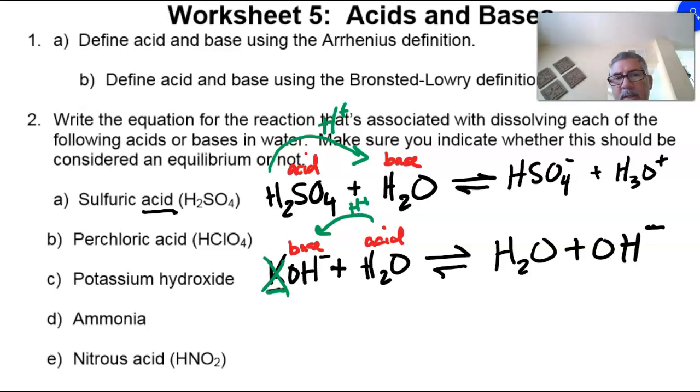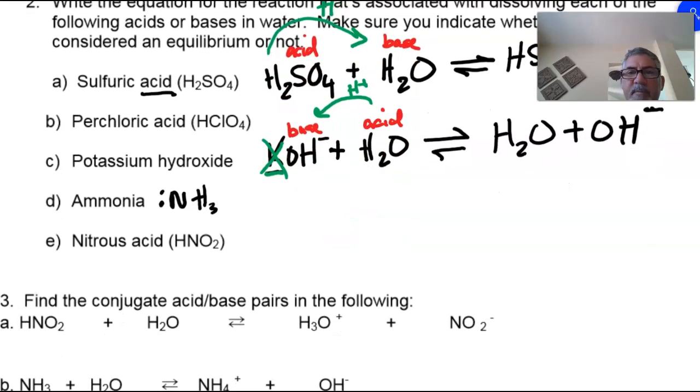Perchloric acid, that's going to be an acid, so that's going to be like A. Ammonia, so let me write this right here. So ammonia, remember, is NH3. But remember, it has an extra pair of electrons here. So ammonia is going to be a Lewis base. Okay, so D, you're going to do like C. And E is an acid, and it's going to be like A. So you should be able to do all those now.